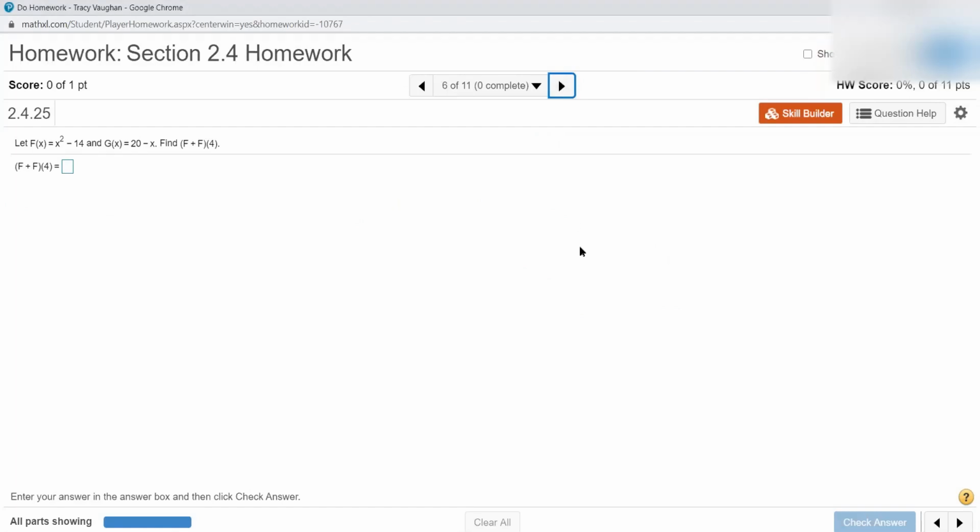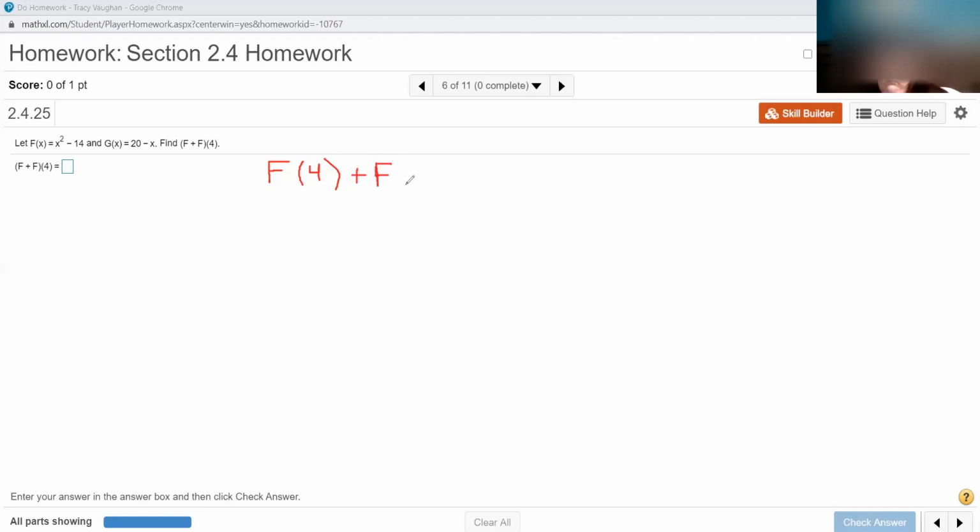This one, we just have f of x is equal to x squared minus 14, and we have g of x is 20 minus x. And they want us to find f plus f of 4. Okay, so notice they didn't even include the g part in there for the moment. So f plus f of 4 is going to be f of 4 plus f of 4. Now, who can tell me what f of 4 is for this particular f function?